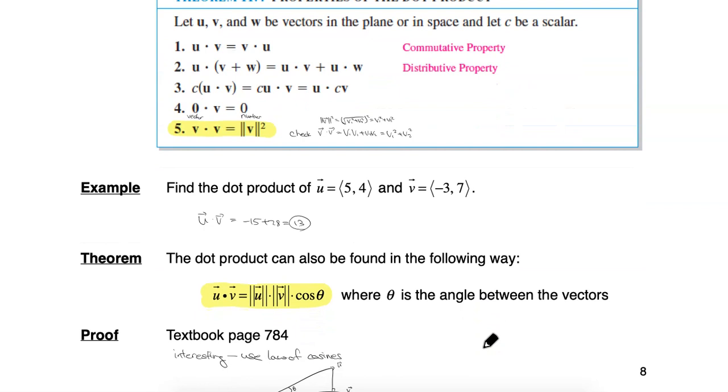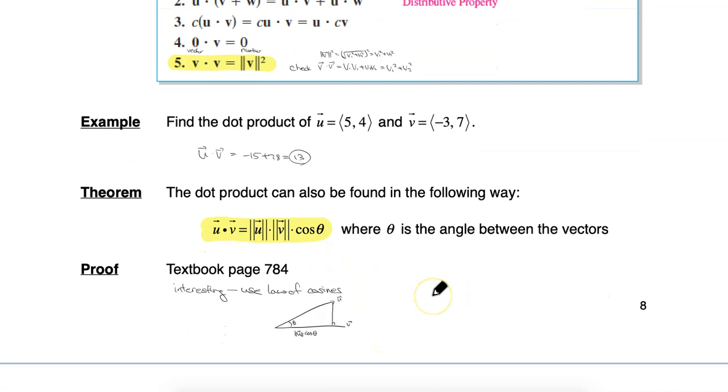So there's a second way of defining the dot product. We define it in one way, and then we discover through a theorem that it is equivalent to another way. And this is that the dot product of two vectors is equal to the magnitude of the first vector times the magnitude of the second vector times the cosine of the angle between them.